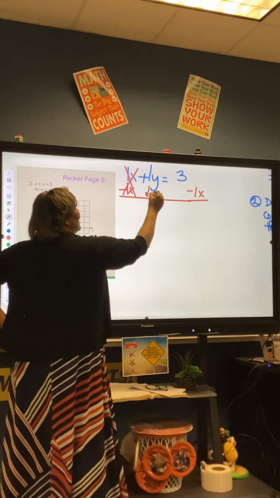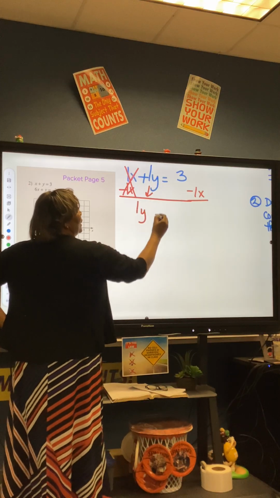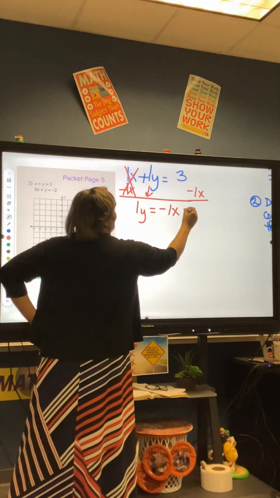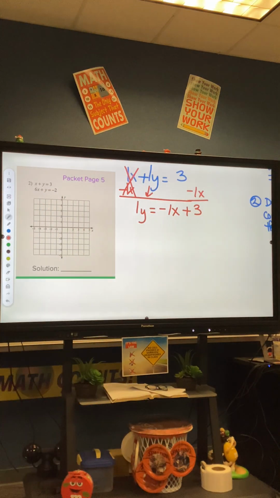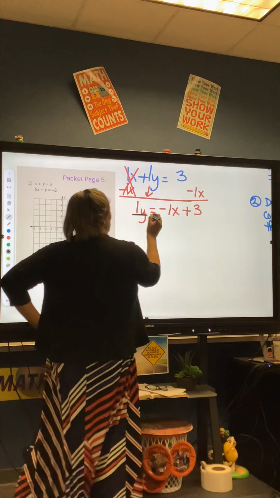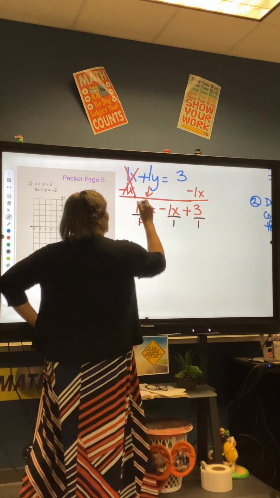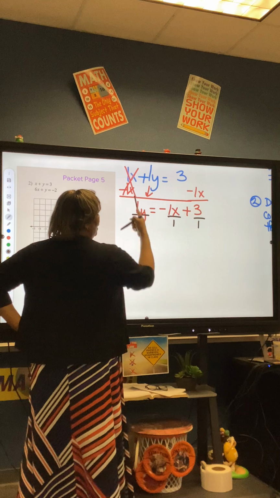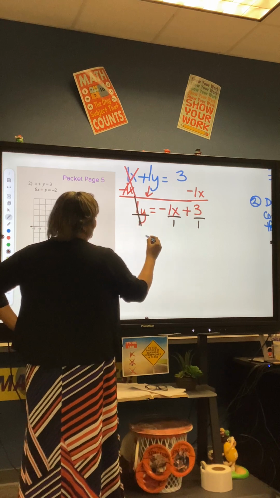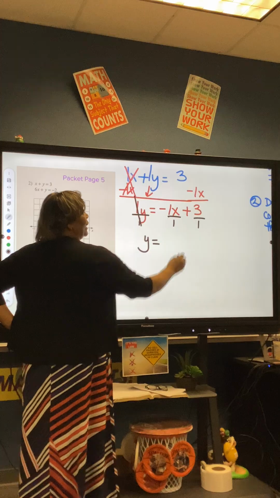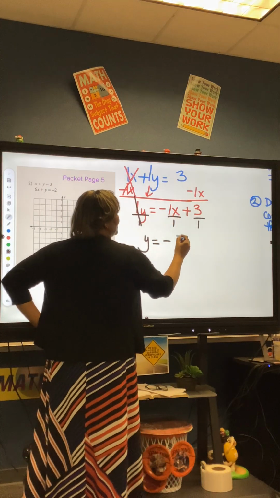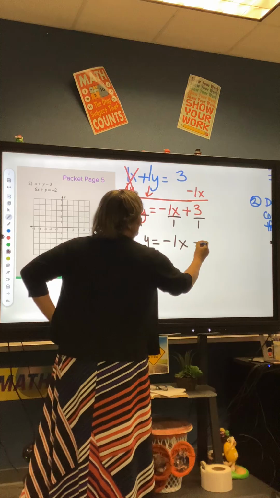All right, now let's bring down our 1y is equal to a negative x plus 3. Notice that I put the x in front because you want your slope. The coefficient with the x is the slope of the line. Now you're going to divide both sides by 1. Create that cancellation here. 1 divided by 1 is just 1, so we only got 1y. A negative divided by a positive is a negative x. A positive divided by a positive is a positive.